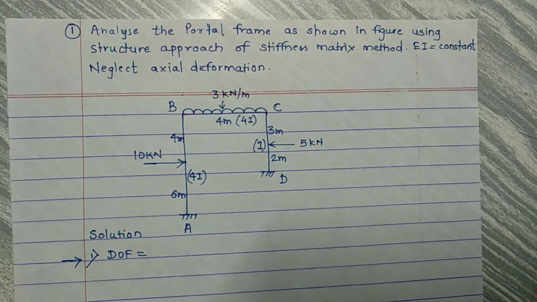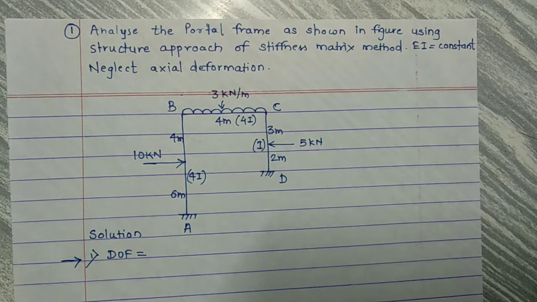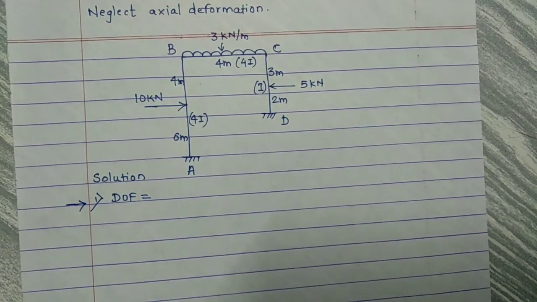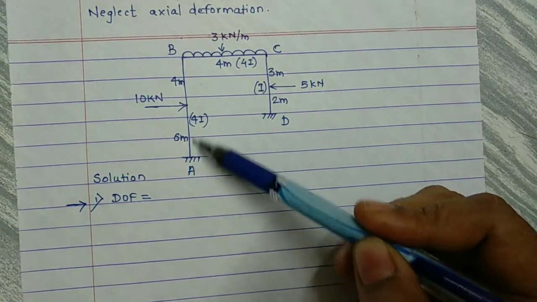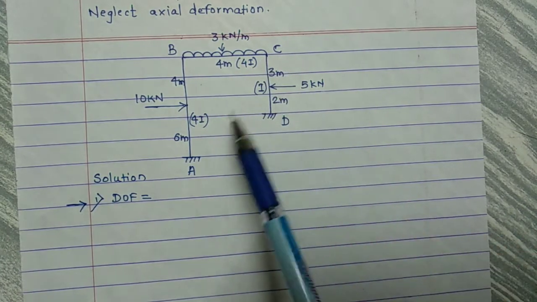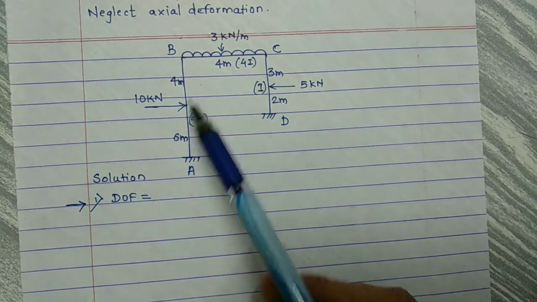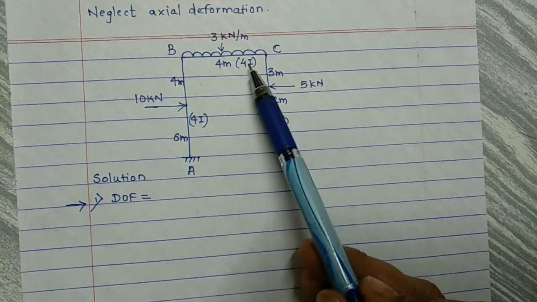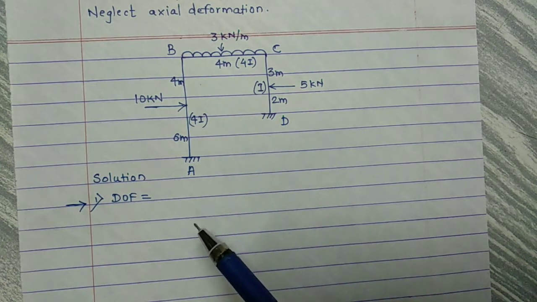So here is the problem statement. As mentioned in the problem statement, you have to solve this problem using the structure approach, take EI constant and neglect axial deformation. The frame problem is shown in this figure. Here we have column AB, beam BC and column CD. They are subjected to different loading, having different spans and also different inertia. So let us solve this problem using the structure approach.